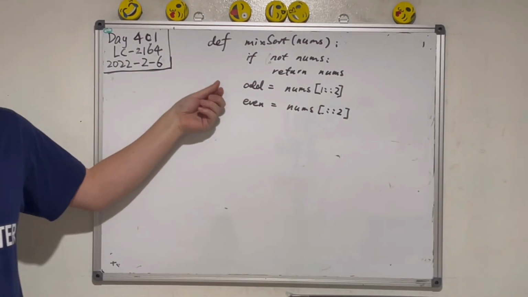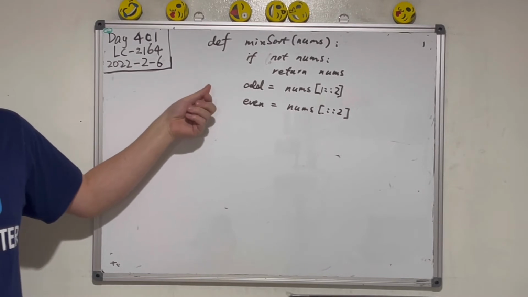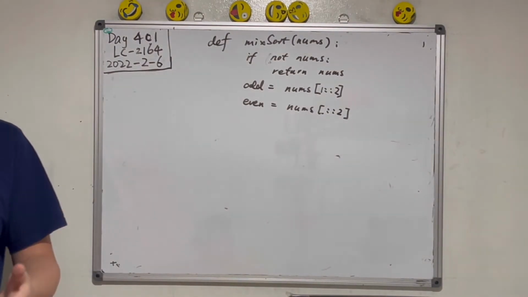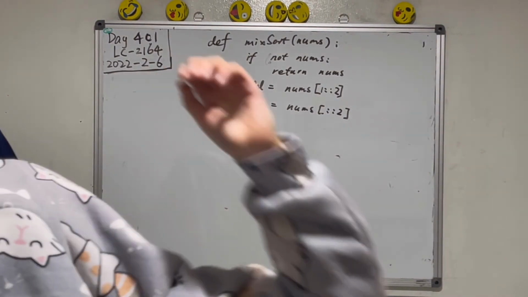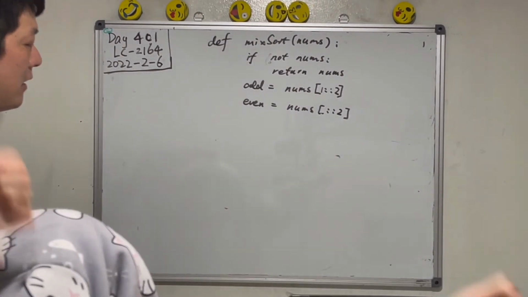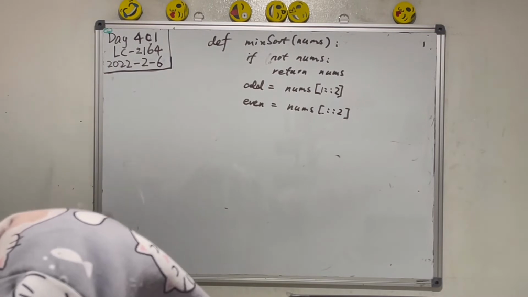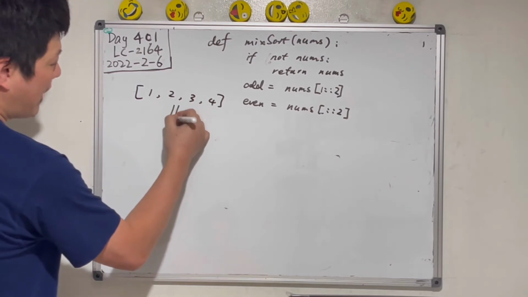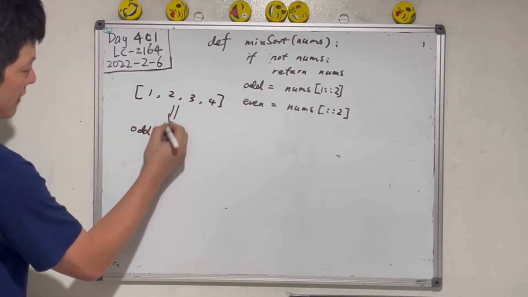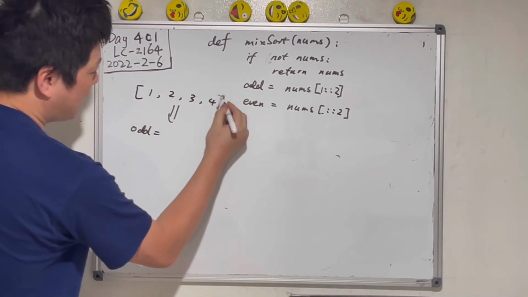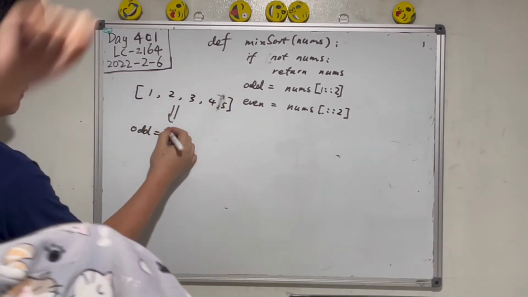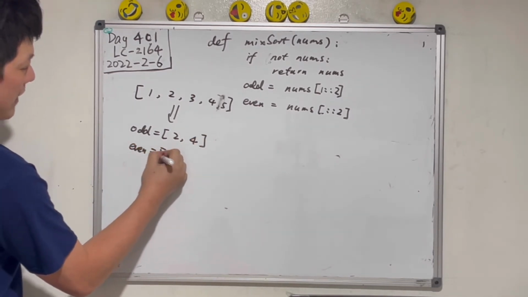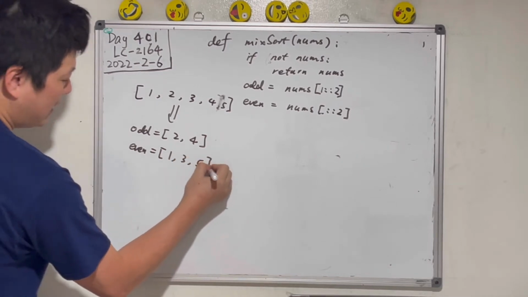Do they have the same number of elements? No, not for sure, because the numbers can contain an odd number of numbers or an even number of numbers. Let's say 1, 2, 3, 4, and maybe I put another 5 here. After this, the odd will contain 2, 4, and the even will contain 1, 3, 5.